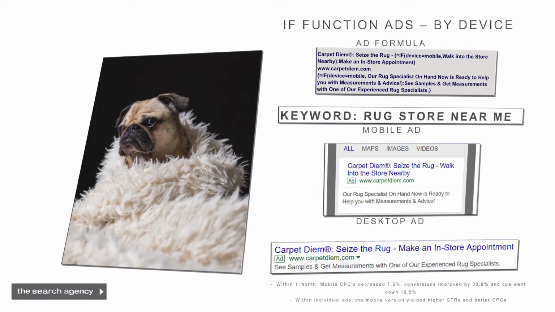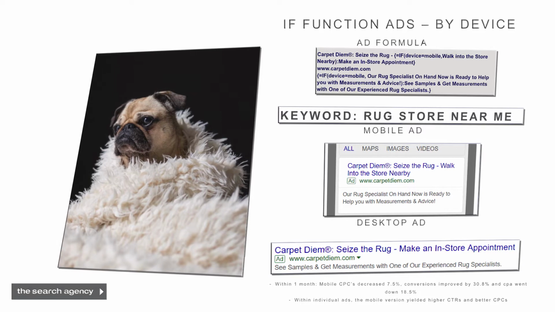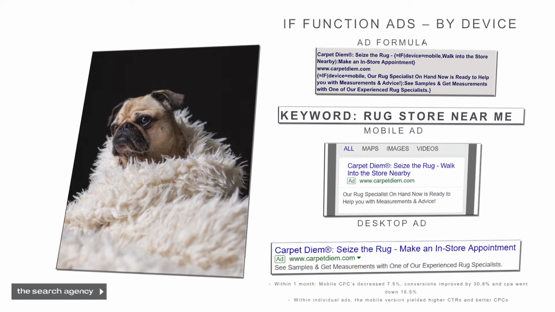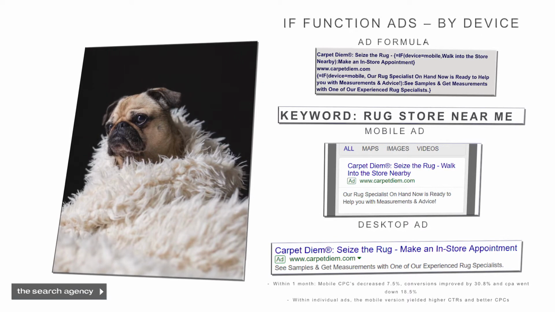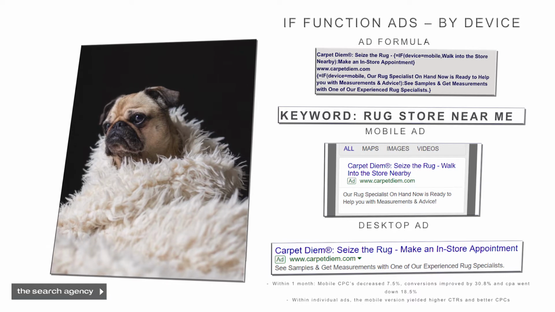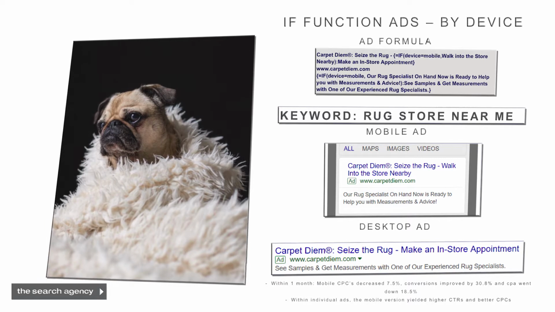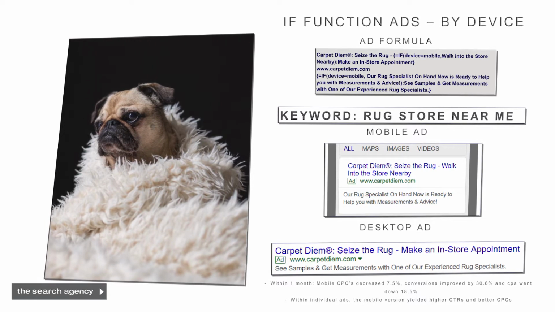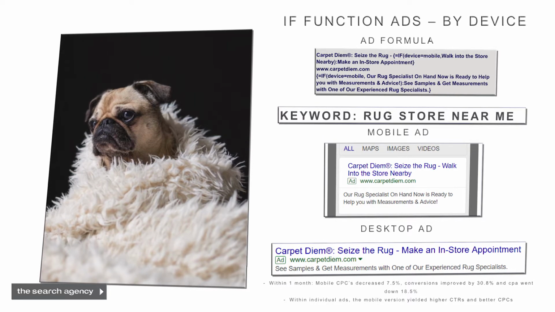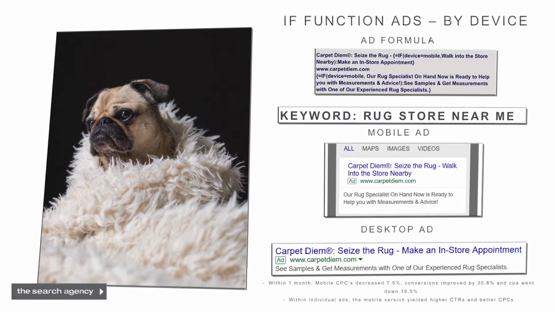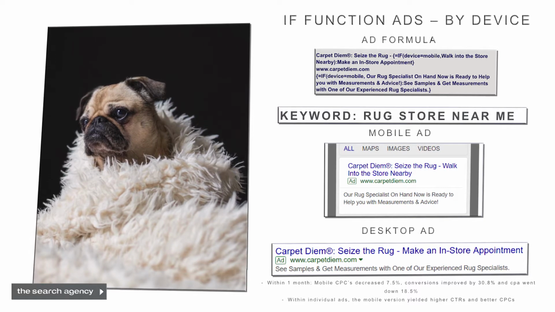We can also generate if function ads based on the device a user is searching on. This formula functions very much the same, although instead of referencing the particular audience, we're actually referencing the device the user is using. So for example, if a user is searching rug stores near me on their mobile device, we might opt to show them a shorter, more to the point ad that compels them to visit one of our stores by letting them know that we have reps in store that are ready to meet with them right now. Whereas for a user searching on desktop, our ad copy is going to be a little bit different. We might try and push them to peruse our website and look at the options that we have available and maybe connect with one of our sales reps digitally.